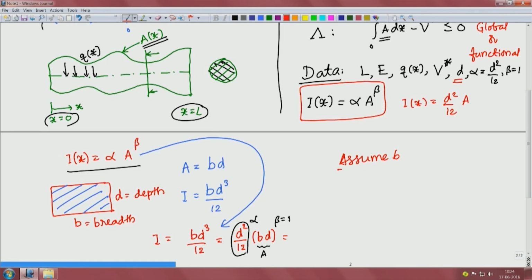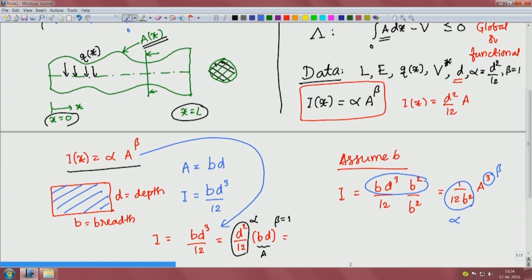b, then I can write I to be b d cube by 12. I need to get area, so I will multiply by b square and divide by b square. Then what do I get? I get 1 over 12 b square into A cube, because this particular thing is now b cube d cube, that is A cube. In this case, this becomes our alpha, this becomes our beta.